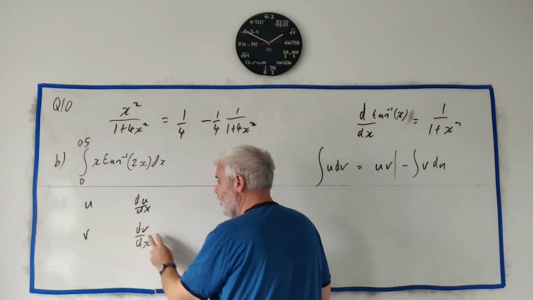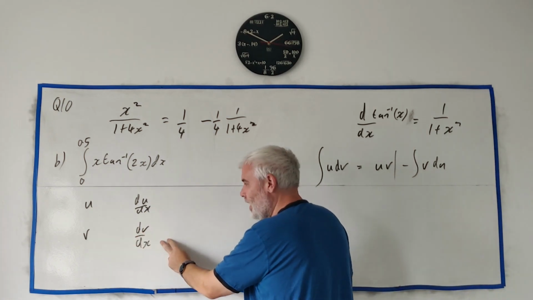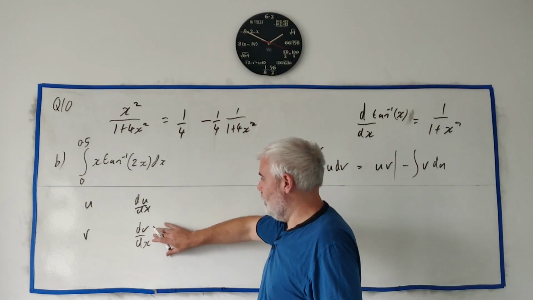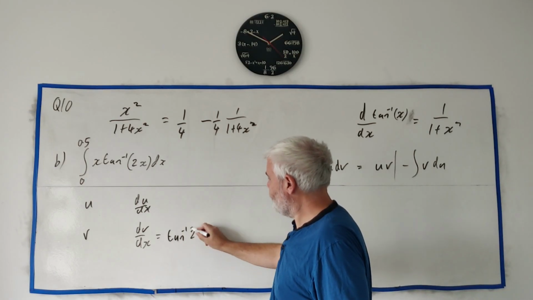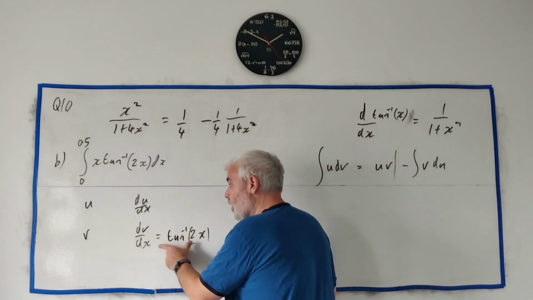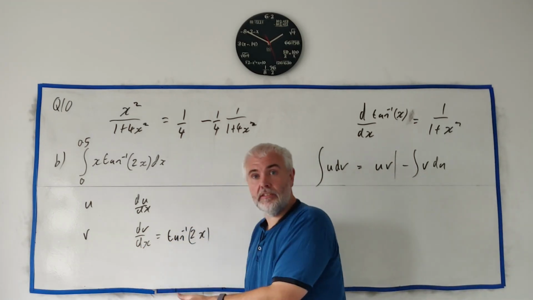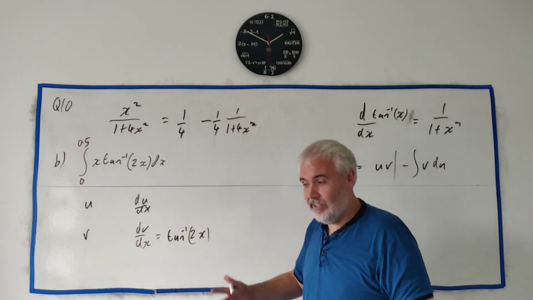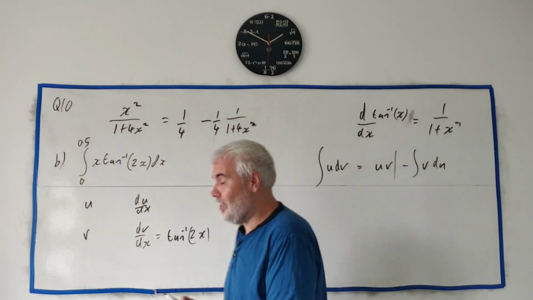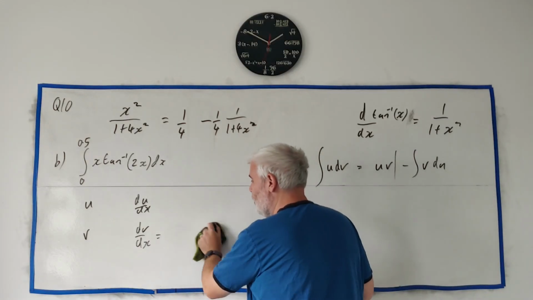So it could be x times inverse tangent. Now it's not going to be inverse tangent here, because let me just write it in, the inverse tangent of 2x. Once you get here, you need to find out what v is. To do that, you need to integrate this, and we can't integrate this. That's the whole point, that's the trouble we're having. So it's not going to be that.